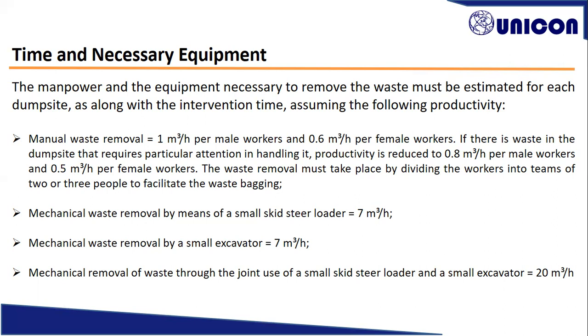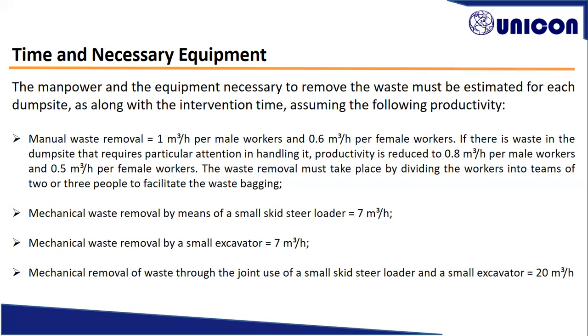At the same time, if there is waste that requires particular attention, for example, in the case of the presence of medical waste or liquid waste in the dump site, the productivity is reduced to 0.8 cubic meter per hour per male worker and 0.5 cubic meter per hour per female worker. The waste removal must take place by dividing the workers into teams of 2 or 3 people to facilitate the waste bagging.